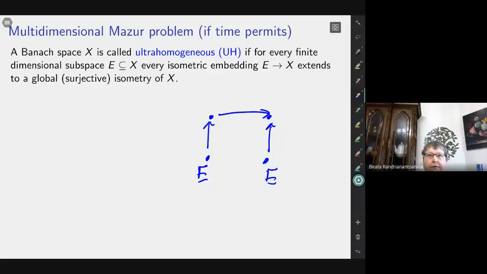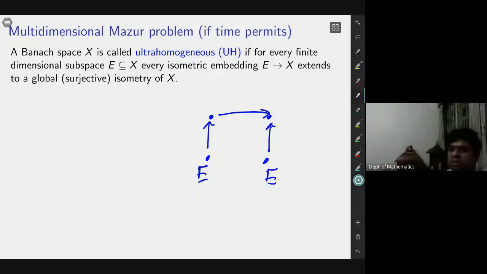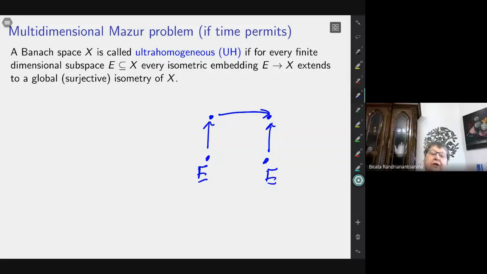So I was curious whether in this case also it is similar. Well, how is it in this case? In all honesty, the only example that we know of a space which is ultra-homogeneous is a Hilbert space. It is open whether that's the only example. Let me rephrase: this is the only example which is separable. There are non-separable spaces which are not isomorphic to Hilbert space, which are ultra-homogeneous.